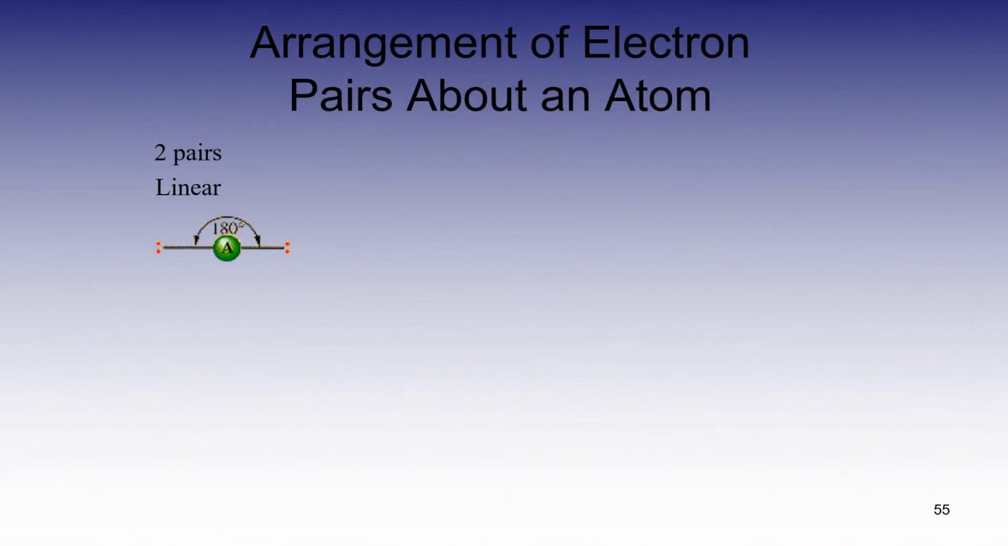So again, linear has two electron domains. And now I'm going to start introducing a few other things. I want you to know the bond angles and the names.